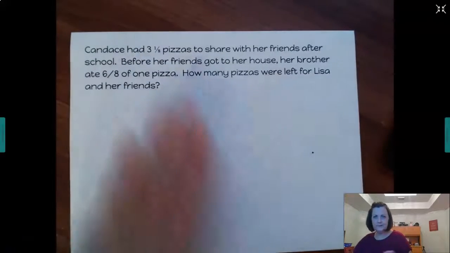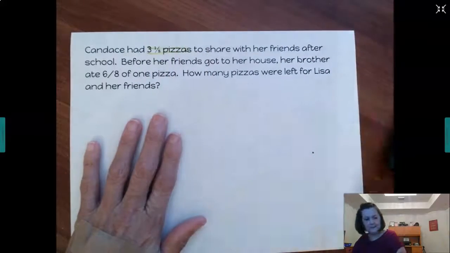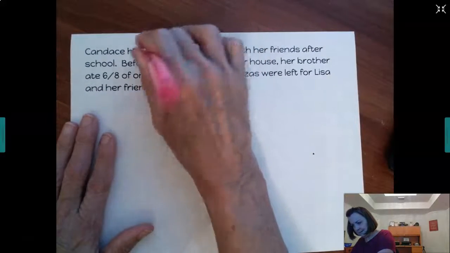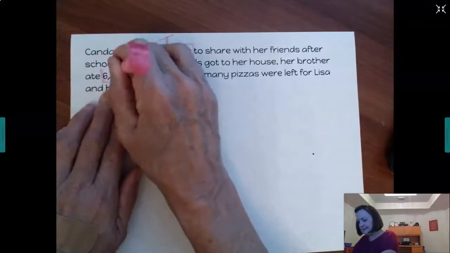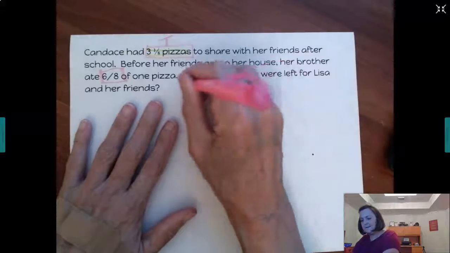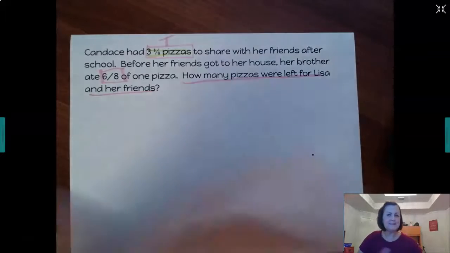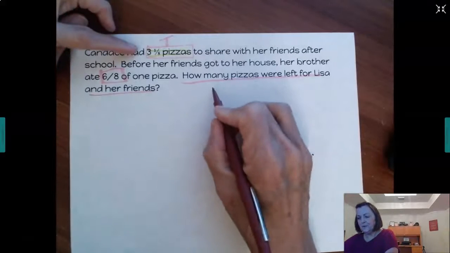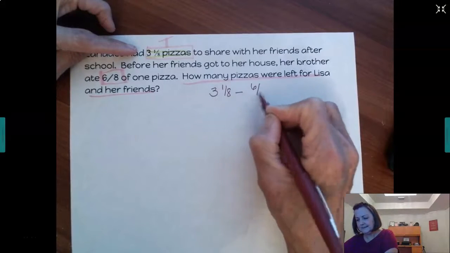All right, so I've transferred to the overhead. So we know that 3 1/8 pizza represents our total. I'm sorry, boys and girls, you can't see that. We're just going to do it like that. 3 1/8 represents our total. And we know that 6/8 is going to be taken away. And we need to figure out how many pizzas were left. So we've already discussed this and decided that this is subtraction. So we are going to write an equation. So we're going to put our total first, 3 1/8 minus 6/8.